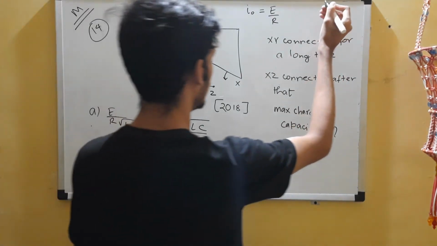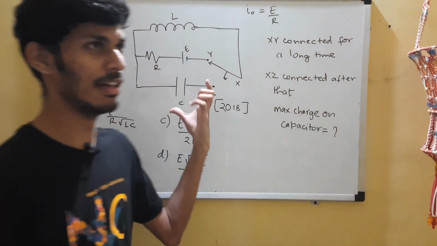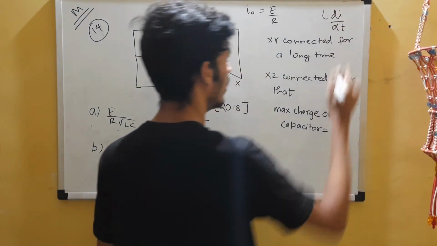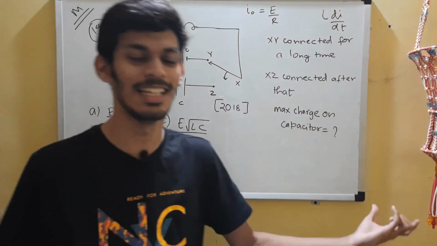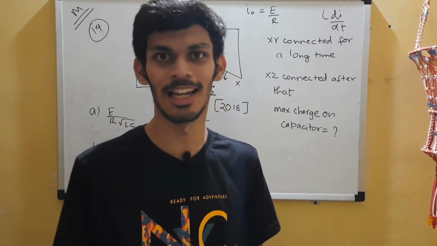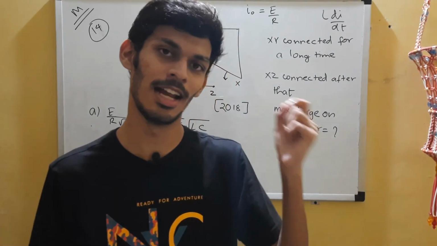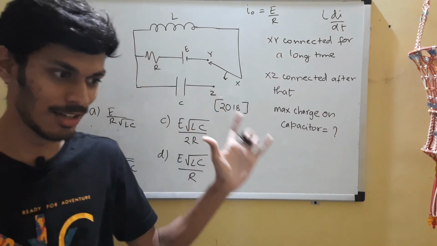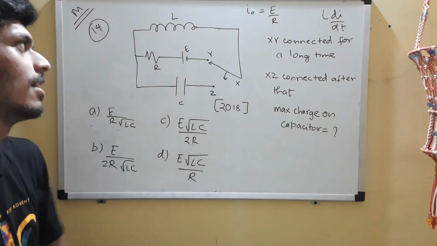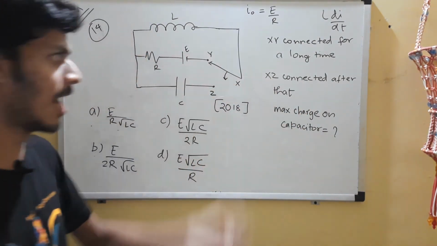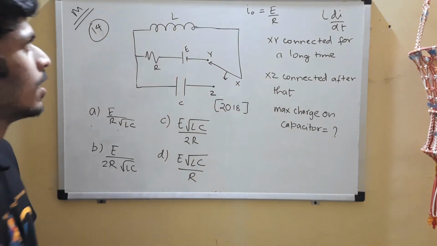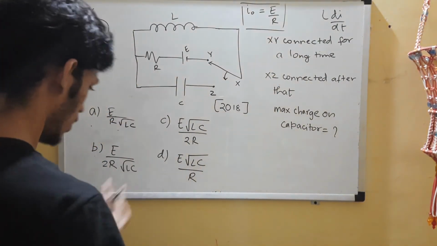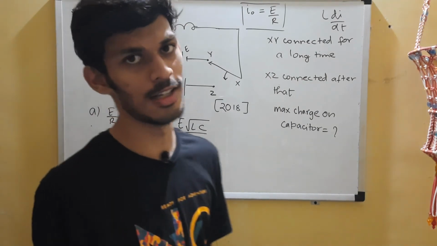How is the EMF across your inductor given? It is given as L di by dt, right? When the current attains a steady value, di by dt is 0. There is no change in current with respect to time. It has attained a maximum value, and this will happen after an infinitely long time. That's why they have said X and Y are connected for a long time. So finally this is the maximum current that we obtain. This entire voltage will drop across the resistance. The inductor is good for nothing now.